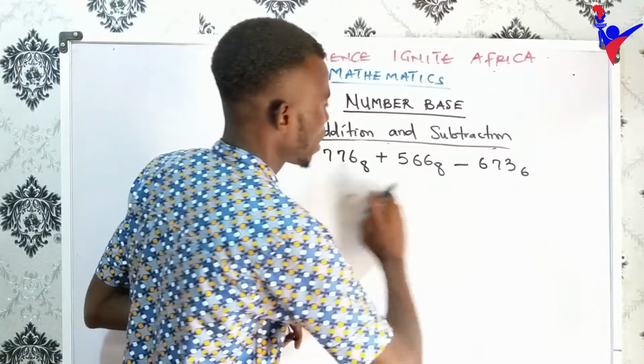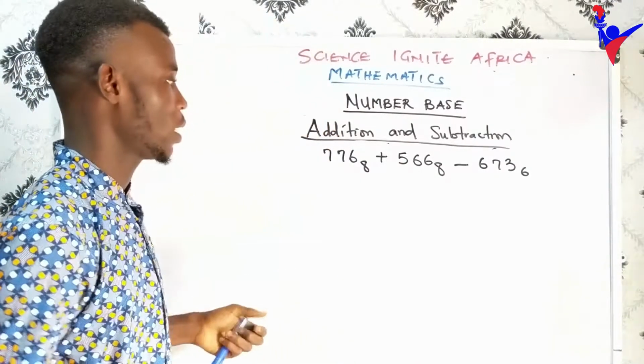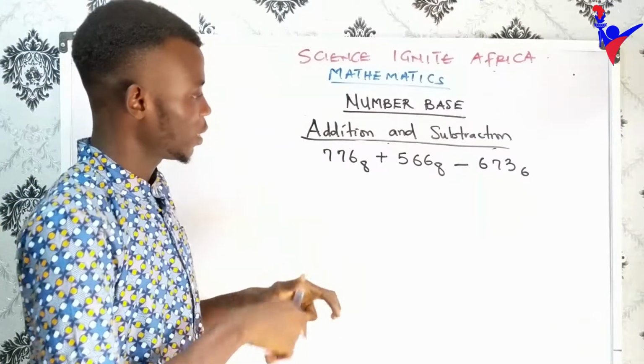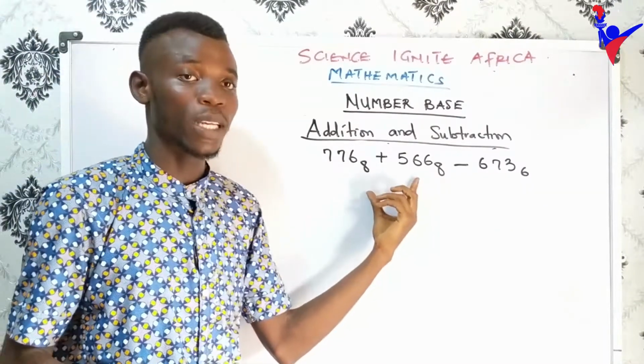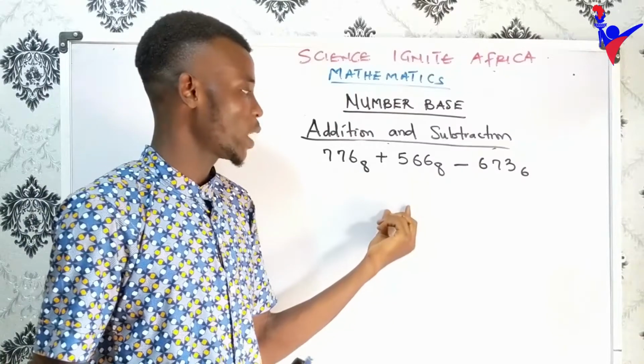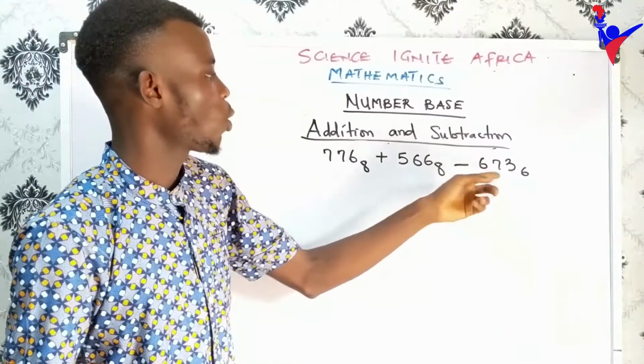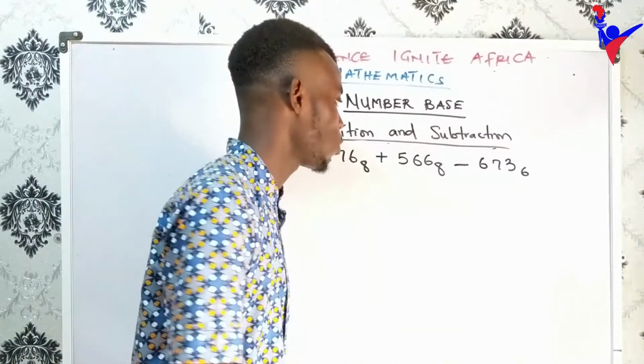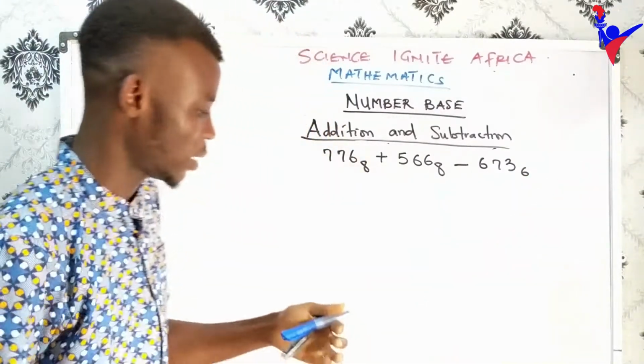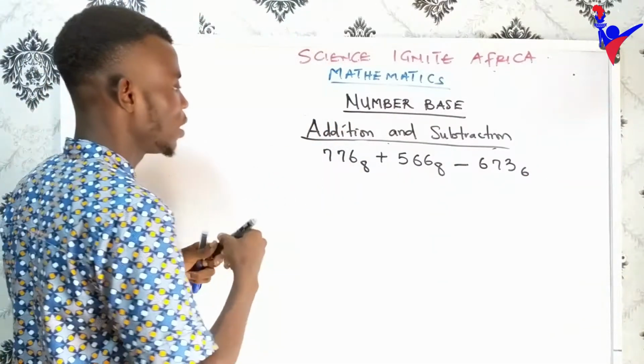You can decide to convert everything to base 10. Or you can take this and this, bring them together, and after you sum them, you still have to convert to base 10. And then you also convert this to base 10, then you subtract. I will advise us, let's convert the three to base 10 at the same time. Alright, so having this now, we have what?